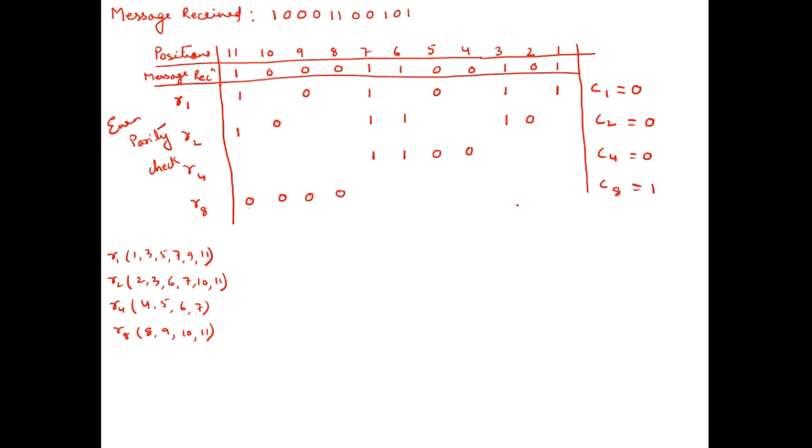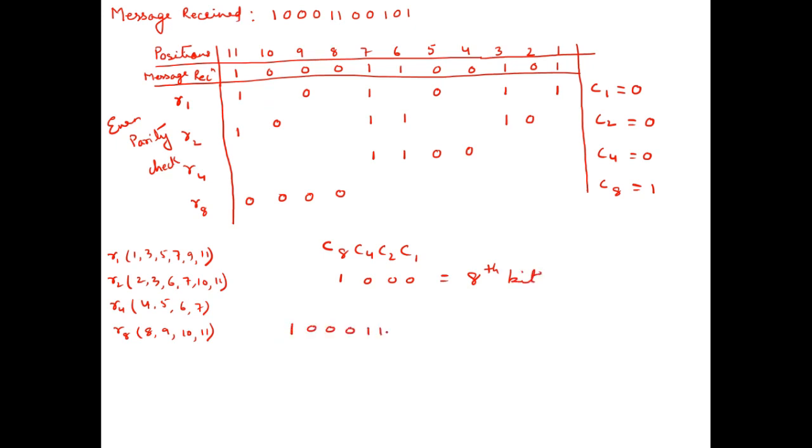Now, if I take these correction bits C8, C4, C2 and C1, and put the values 1, 0, 0, 0, it is showing me that this is the binary for 8. So if I convert that, I am finding 8. So this is the 8th bit where the error is. So if I check this message right now, that is 1 0 0 0 1 1 0 0 1 0 1, the 8th bit is this one, and here the error is.